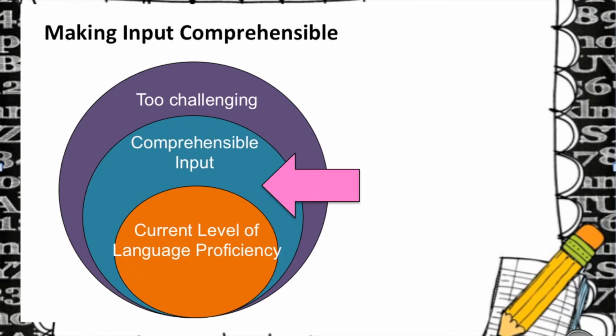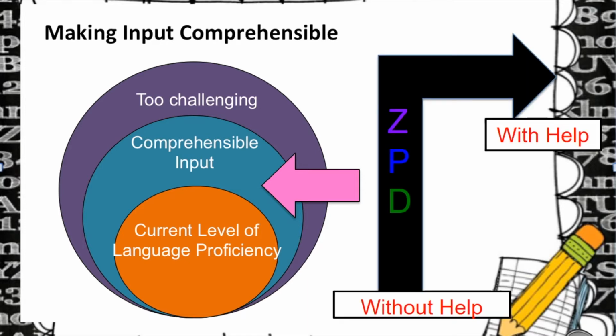Now, it shouldn't be at their current level of proficiency. What that means is it shouldn't be something that they 100% understand. But it shouldn't be something that's too hard. It should be something that is just a little bit above what they know right now.